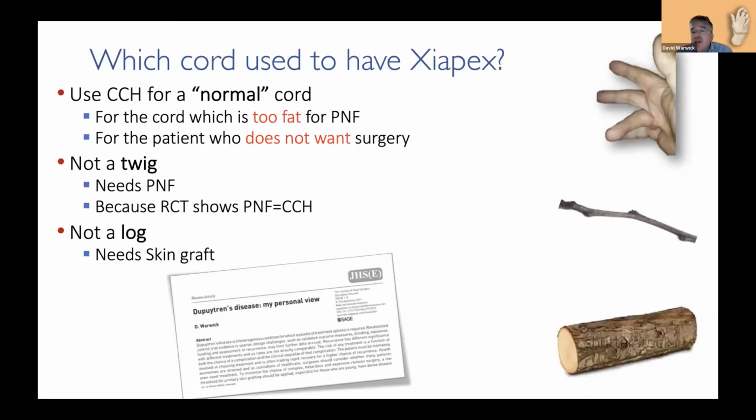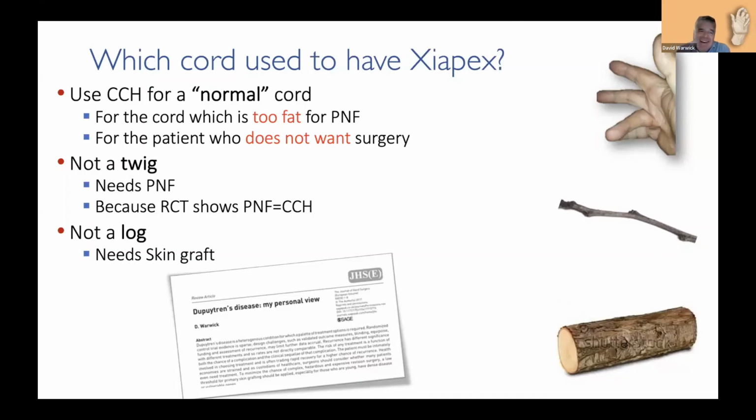Which cord used to have Zeopex in my practice? I did 600 Zeopex injections before it was withdrawn, so a lot. Now, I would use it for what I would call a normal cord. The cord's too fat for a needle fasciotomy. If it's a skinny twig, I'd use a needle fasciotomy. But if it's too fat for a needle, but the patient doesn't want surgery for obvious reasons, then that was the perfect patient for Xiaflex.